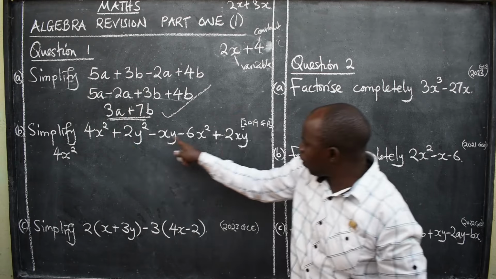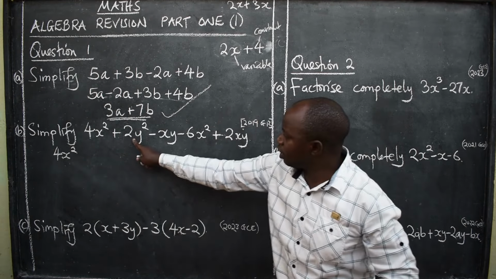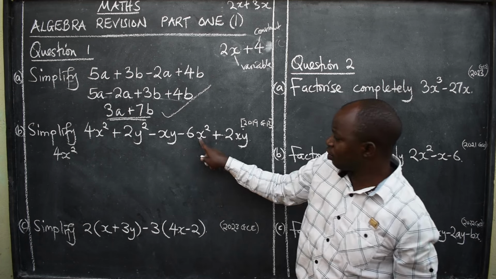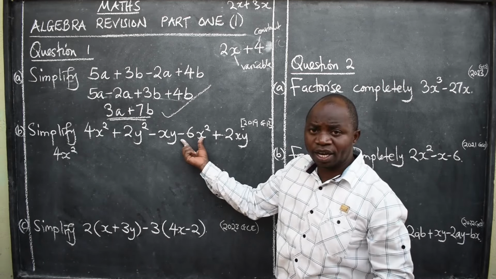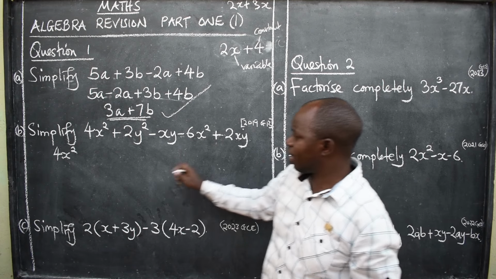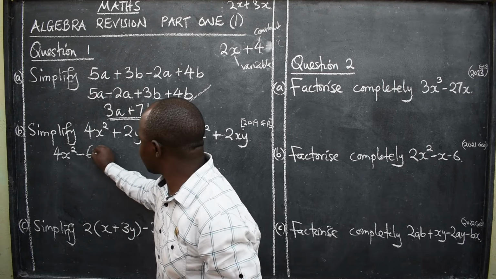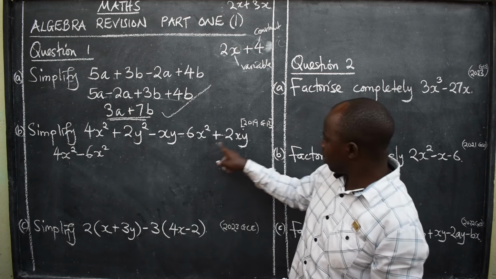I'm going to look for a pair here with the x squared. Is it this one? No. This one? No. This one? Yes. There's x squared, this term here. So you get this one here, with a negative, negative 6x squared. So we have negative 6x squared. That is the pair.